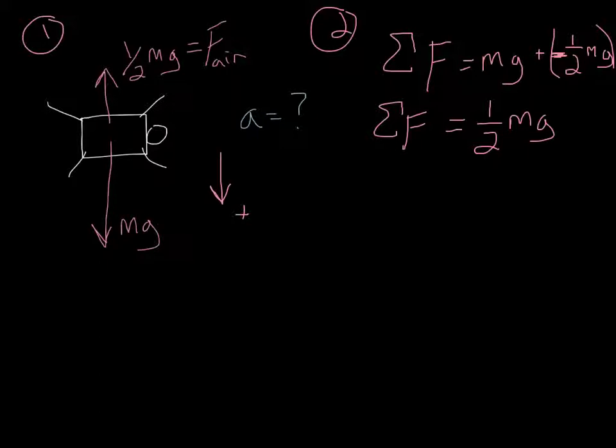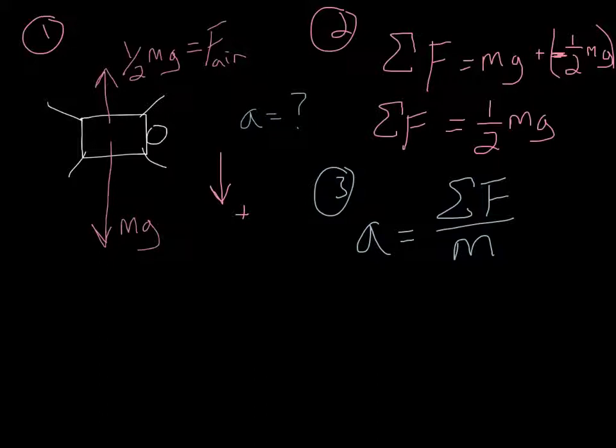So if that's the second step and our free body diagram was the first step, the last step is to do what? So now acceleration is equal to the net force divided by the mass. Now we don't know what the numbers are, but let's plug in what we got. So we have half mg over m. What can those masses do? Exactly, they cancel out.